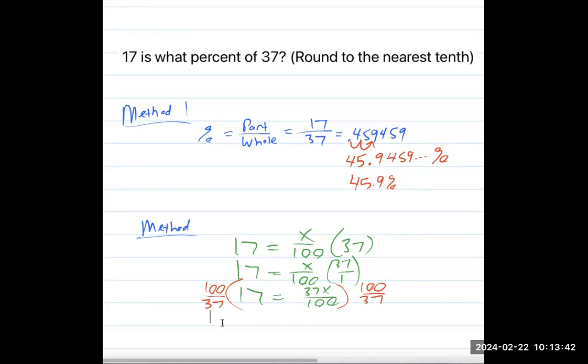Now throwing that into the calculator, you've got 100 times 17, and then divide that by 37. And what do you get? Of course, you get 45.9459, but to the nearest tenth, that's going to be 45.9, and that's our answer.